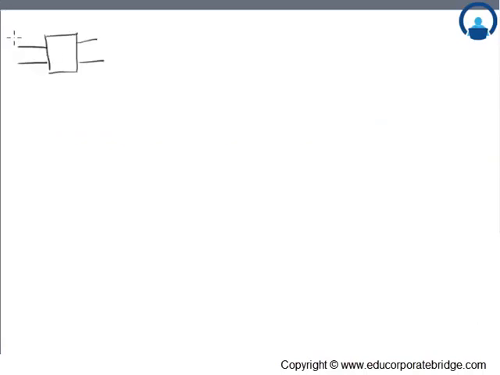Here both inputs are given 1, 1. This is the clock, J, this is the K input. Okay, now what will be the output? So how will this flip-flop work? Let us assume the initial output Q.